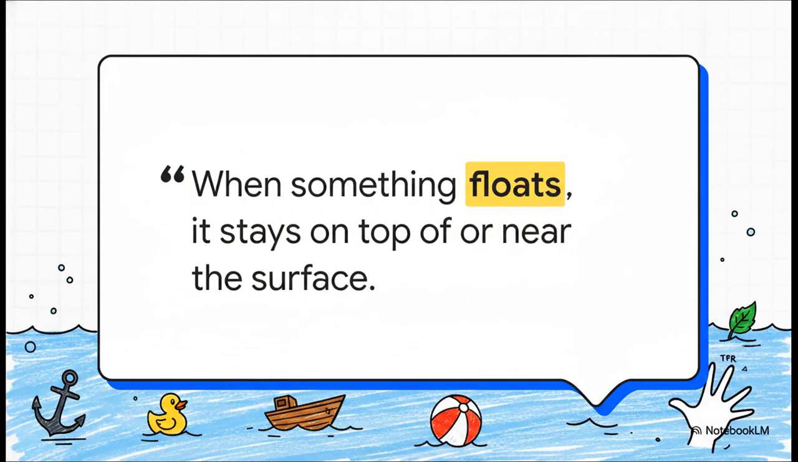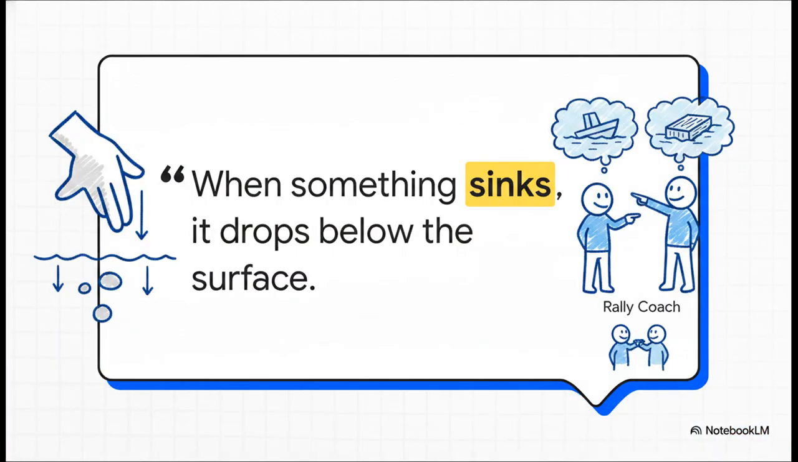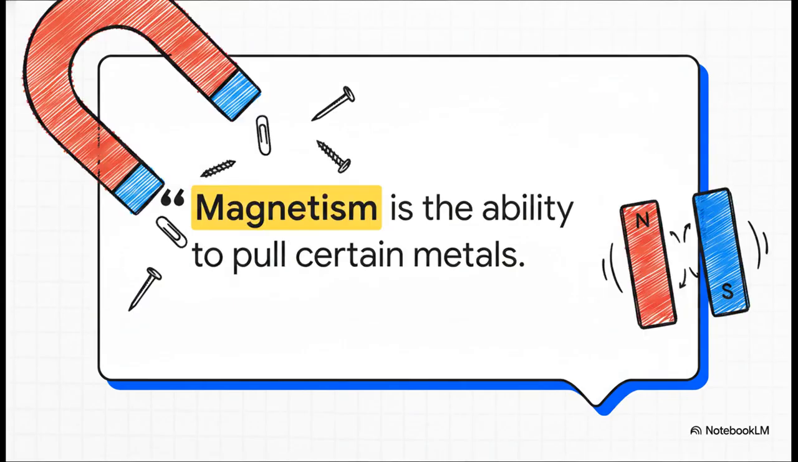For float, the script is, when something floats, it stays on top of or near the surface of water. Hand motion TPR. Conversely, for sink, you'll say, when something sinks, it drops below the surface. Hand motion TPR. Rally coach with sink/float predictions. And finally, magnetism. The script is, magnetism is the ability to pull certain metals. Drama presentation skit using attract/repel.